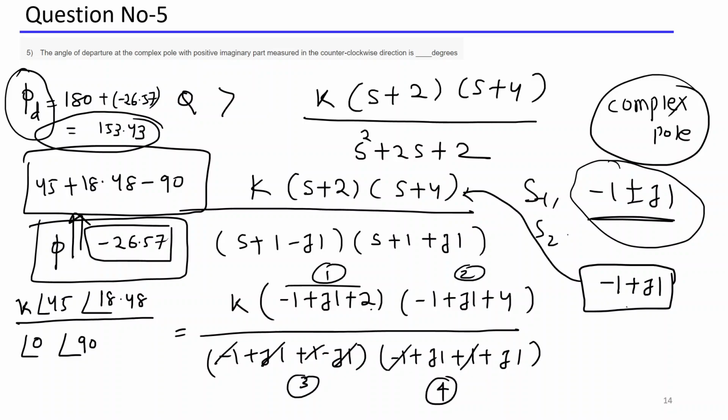If suppose, just reverse the question, s square plus 2s plus 2 in the numerator now. Then in that case, it is the angle of arrival. So what you do, that angle you just subtract from 180. Here you add, in angle of arrival you just subtract. This minus 26.57, from 180 you subtract. In angle of arrival you remember 180 minus. In angle of departure you remember 180 plus.